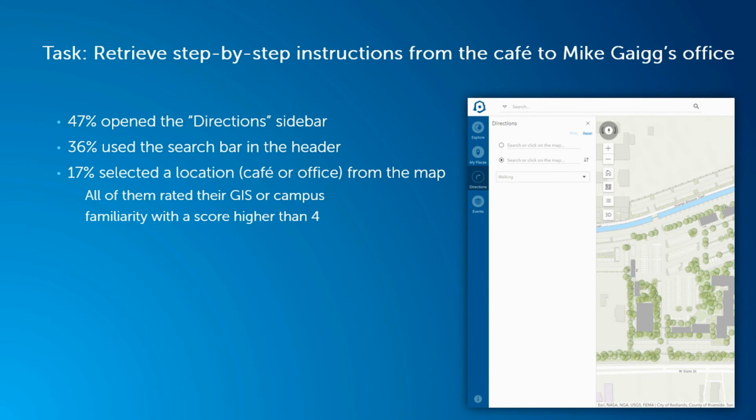The next step was to retrieve step-by-step instructions from the cafe to Mike Geig's office. And here, it was reversed to our first task. The majority of people did not use the map. So actually half of the people used the directional sidebar, and 36% of the users used the panel on the site. And of the users that used the map, all of them told us that they were either very familiar with the campus or very familiar with GIS.